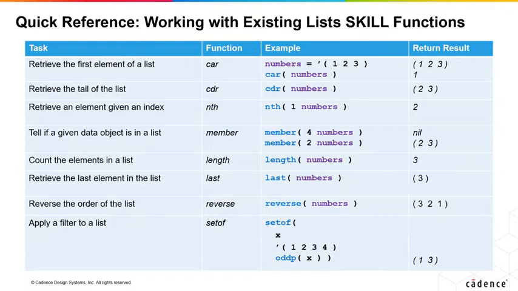So what setof does then is say, okay, go through this entire list, each time through, assign x a value from that list and test it. And based on that test, either keep the value, which in this case, it keeps the number 1 and the number 3 because they're both odd numbers, and it discards the numbers 2 and 4 because they're even numbers.